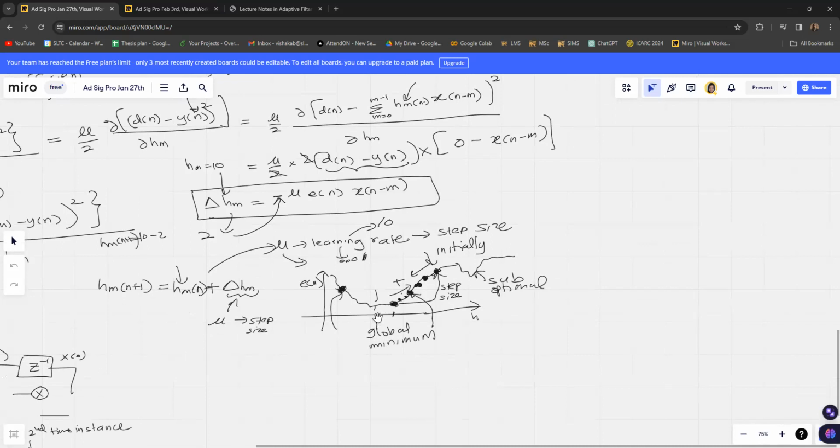In order to go to that place, first you need to find the gradient of this function. You can find the gradient mathematically by taking the differentiation of this function with respect to this coefficient h. This function is something we have drawn with respect to the filter coefficients. Here we are assuming that we know how the error is changing with respect to the filter coefficient.